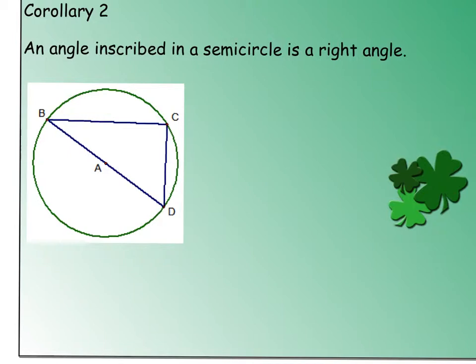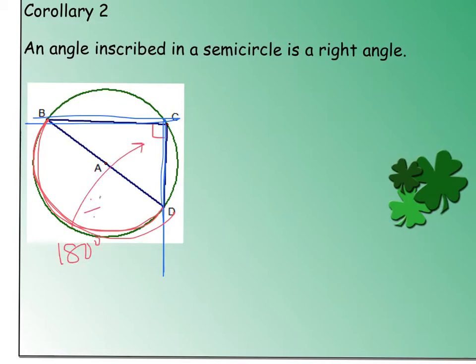Our next property says that an angle inscribed in a semicircle is a right angle. So in this instance, angle C is a right angle. We can still base this on our property that an inscribed angle is half of its intercepted arc. So we can take a look at angle BCD, which opens up to this arc. Well, that arc I know is half of a circle, so 180 degrees. So if I cut that in half, that gets me to 90 degrees for my angle inscribed in a semicircle.